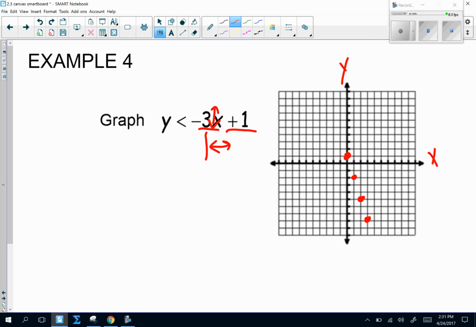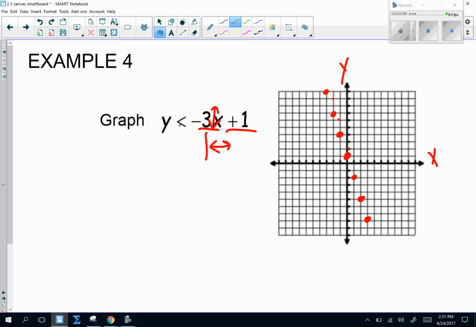Then I'm going to go back to my original point, and I'm going to go backwards. So instead of going down, I'm going to go up. So I'm going to go up 1, 2, 3, and back 1. 1, 2, 3, back 1. Okay, so this will make a much more accurate graph when we're drawing a line all the way through the graph. So now we have to decide what type of line to draw.